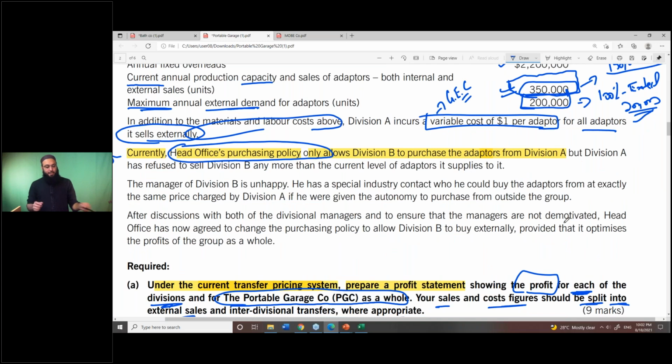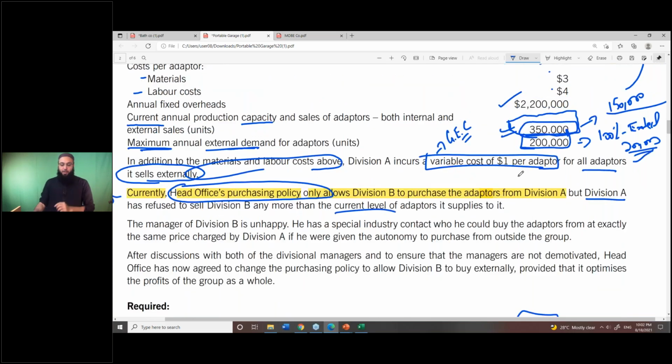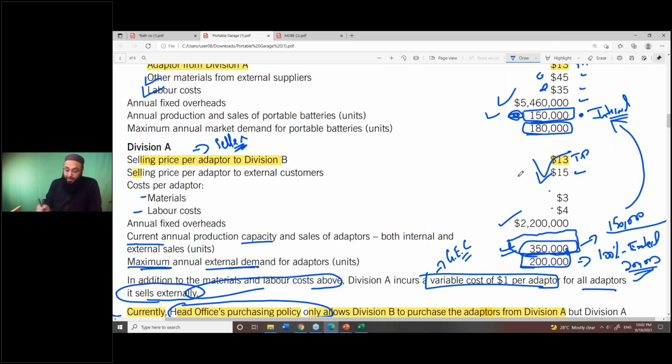Let's see what it says. It says, but division A has refused to sell division B any more than the current level of adapters it supplies to it. Oh, wow. Division A has refused to sell division B any more than the current level. First of all, does B require more? Yes. Because B is not fulfilling the entire demand.